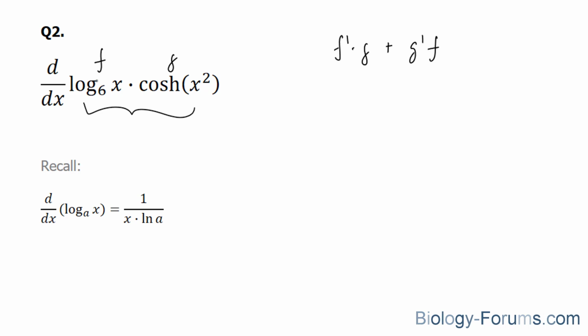Given that this is f, and given what we know about how to derive logarithms, we'll use this. And what this tells us is the following. So by following this pattern, we can start off by writing 1 over x ln of 6, and then the derivative of x is 1, so we'll just leave it like that. And we will leave g the way it is, cosine h of x to the power of 2, plus the derivative of cosine h of x to the power of 2.